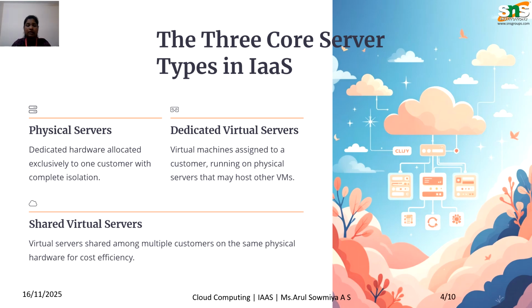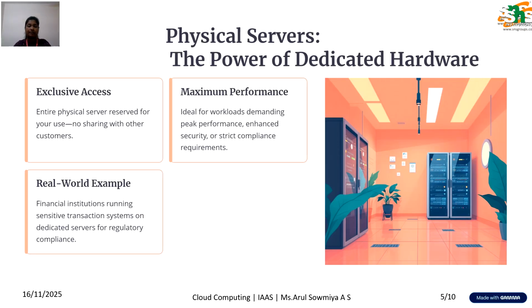So these are the three core server types in IaaS. First one is physical server, which is dedicated hardware allocated exclusively to one customer with complete isolation. The second one is dedicated virtual servers, in which a virtual server is assigned to a customer, running on a physical server that may host other VMs. Third one is shared virtual server, that is a virtual server shared among multiple customers on the same physical hardware for cost efficiency.